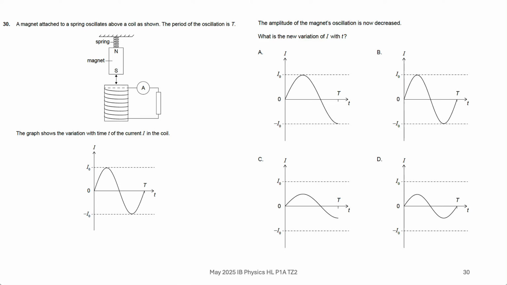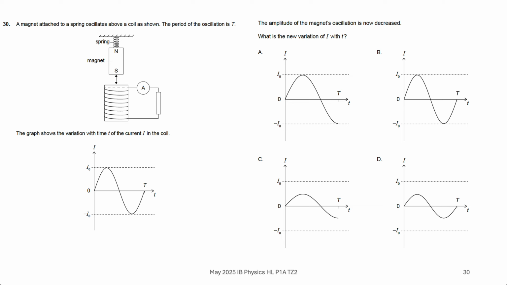Right, here we go. Question here about a magnet being attached to a spring, and we're going to oscillate it, and then we're going to change the amplitude of the magnet's oscillation and see what happens to the current. Okay, so let's have a look at this. This is quite a nice one because it combines two areas of physics. We're looking at SHM and electromagnetic induction, which is quite a nice combination, as you can see.